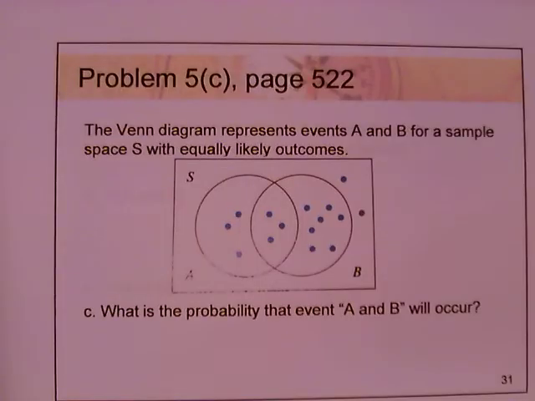Take a look at problem number 5C on page 522. The Venn diagram represents events A and B for a sample space with equally likely outcomes. And here I want to find the probability that events A and B will occur.